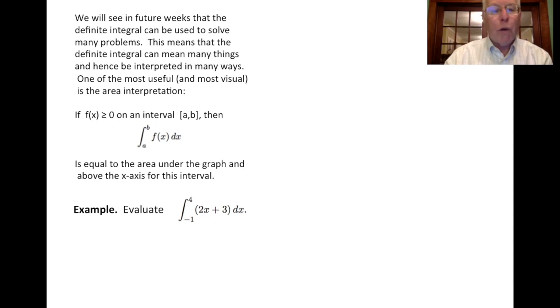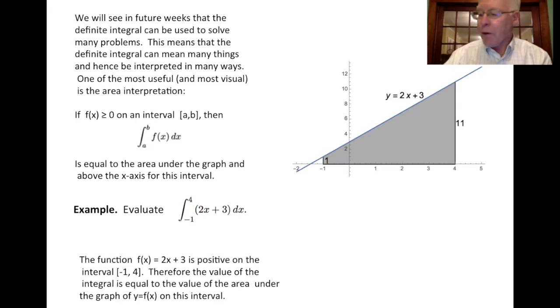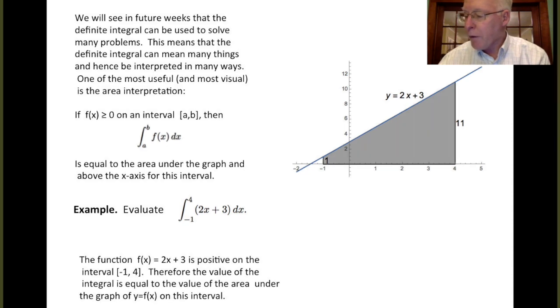So rather than go through the Riemann sums and the limits, I can now think of the problem this way. I know that because this function stays above the x-axis on the interval from -1 to 4, in fact, we've graphed it over here to show this. So there's the interval -1 to 4, which is the interval of integration here. And here's the graph of y equals 2x plus 3. And the integral is just this area under the graph.